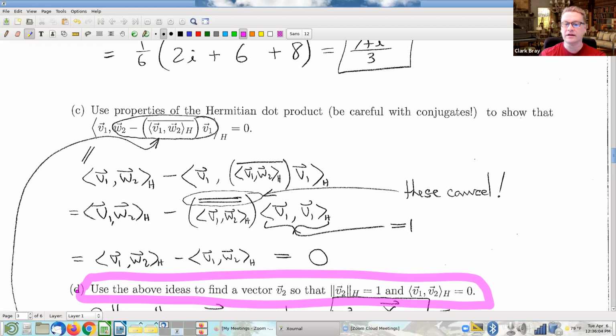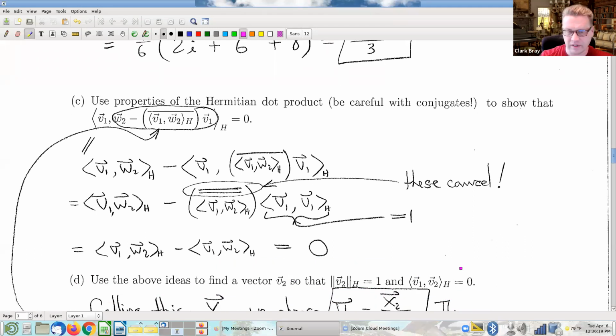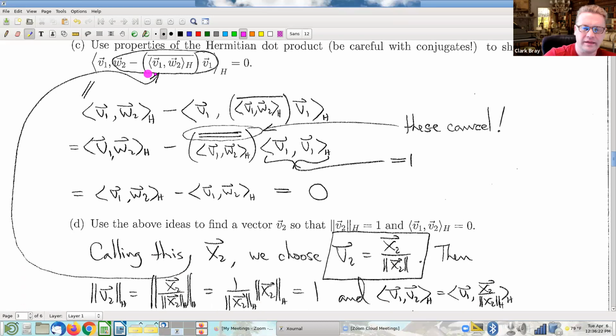So really, without actually coming out and explicitly saying it, part D is just: finish this Hermitian version of the Gram-Schmidt process that we noticed in part C that we've inadvertently been doing. Okay. All right, so that is where we go from there. We take this thing. This is the vector that's left over when I subtract off what you might want to call the V1 part of W2. So this is the vector then that is, well, it's already orthogonal to V1.